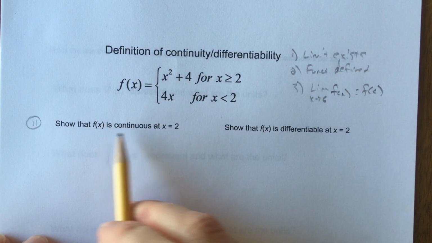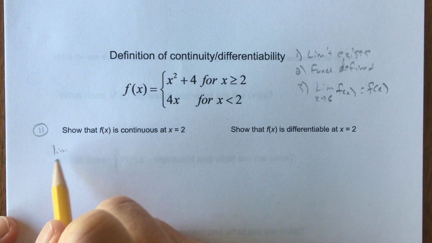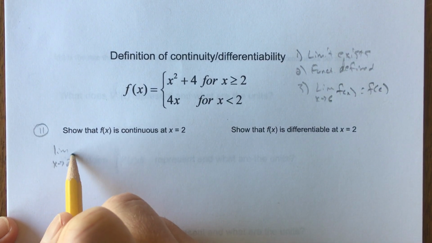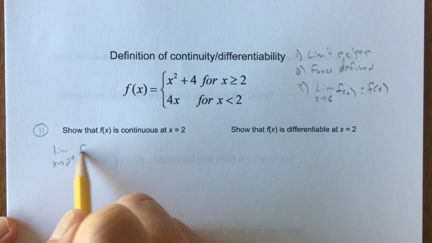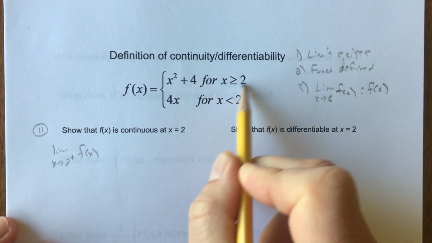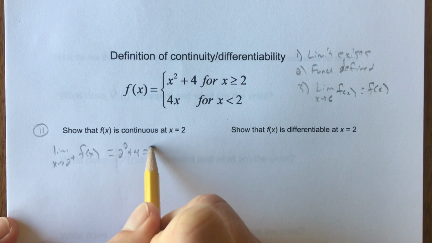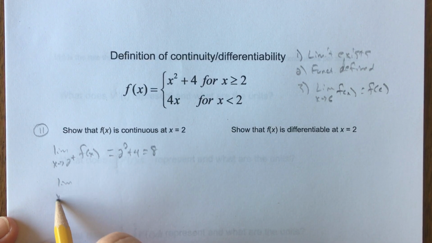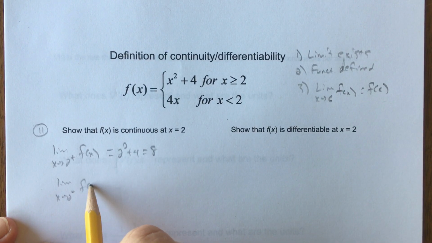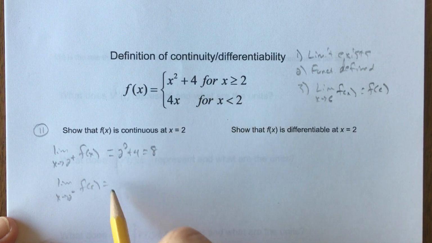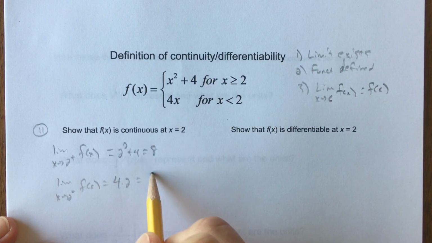Okay. So to show that it's continuous, we want to show that the limit as x approaches 2 from the right side, which would be our top part coming from the right, is going to be 2 squared plus 4, which is 8. Our limit as x approaches 2 from the left side will be the bottom part. That's going to be 4 times 2, which is also 8.